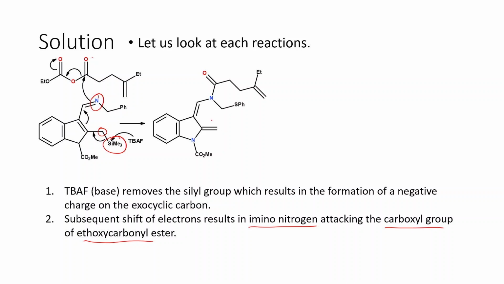And if we look at this compound, we have an alkene double bond here, we have another double bond here, we have another double bond here. So there are 3 double bonds that are present in this compound.